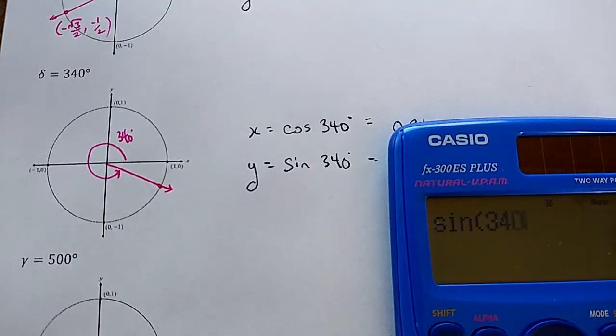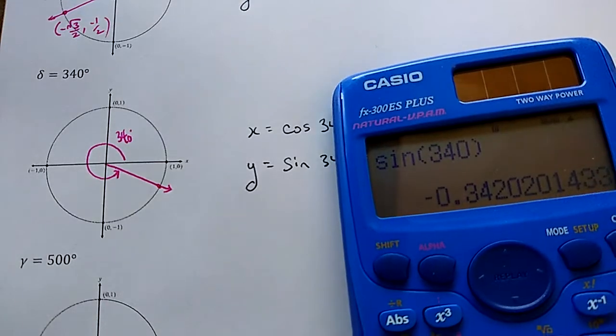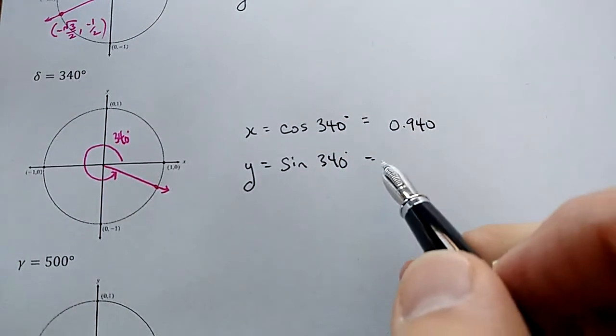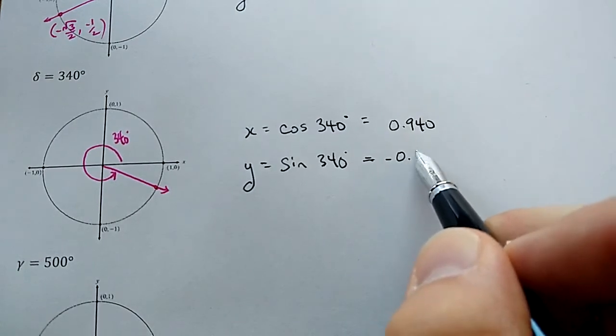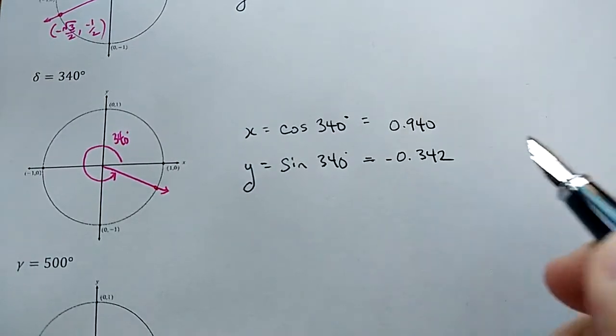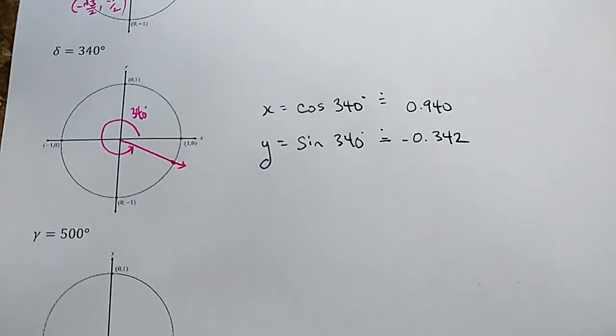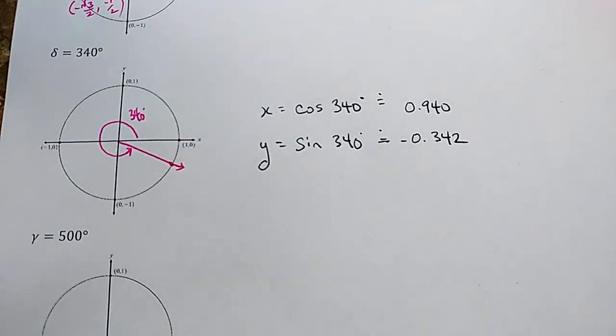Sine of 340, negative 0.342. And those are both approximations. Okay, so let's write that down.